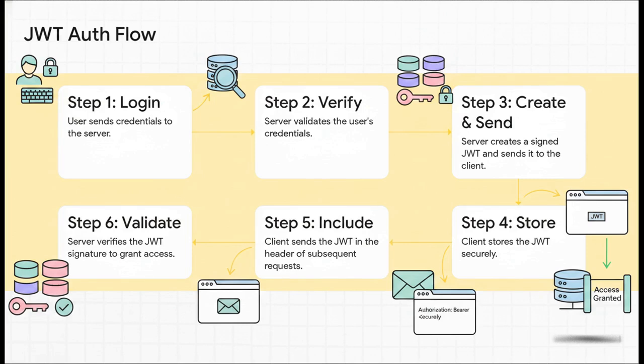Step 3. Now here's the magic moment. The server creates a brand new JWT, signs it with a secret key that only it knows, and sends that token back to the user's browser. Step 4. The browser just has to store this token somewhere safe.